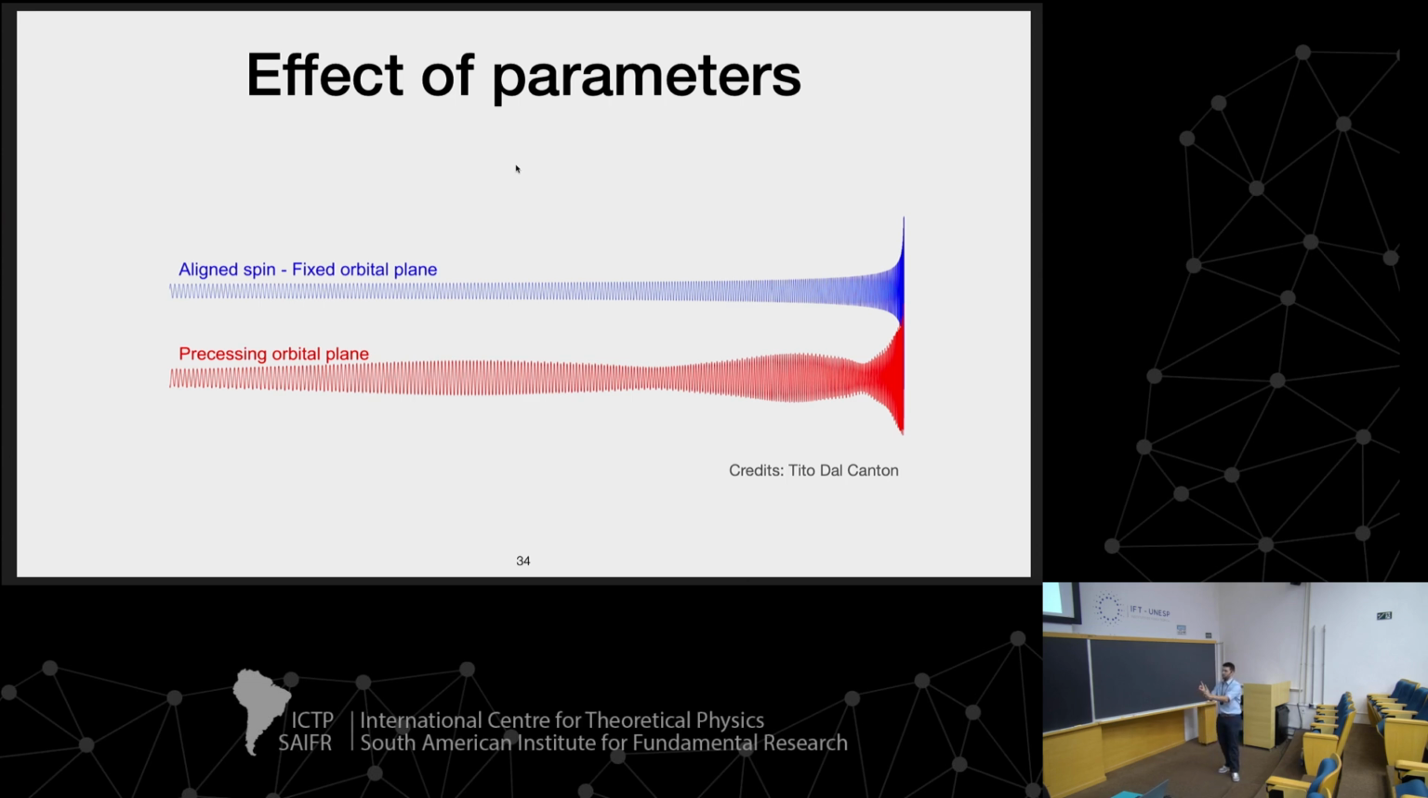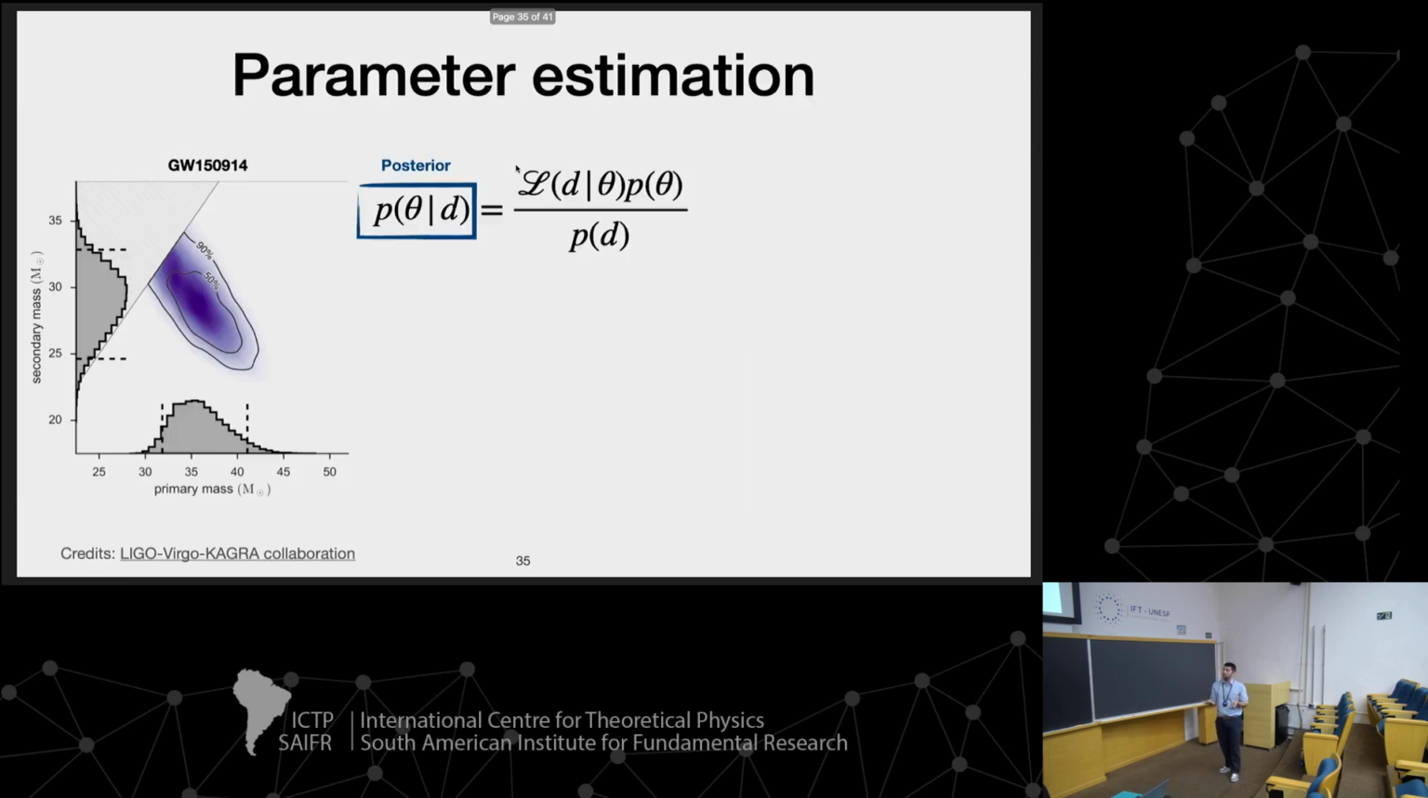If your spins are instead tilted, so you also have a component on the perpendicular direction of the angular momentum, you then have a precessing orbital spin that is going to add a modulation to your waveform. So at given parameters, you have a waveform. That is what we can predict.